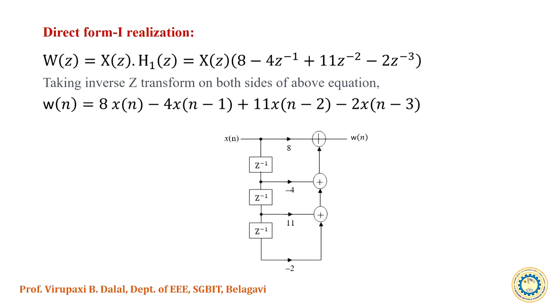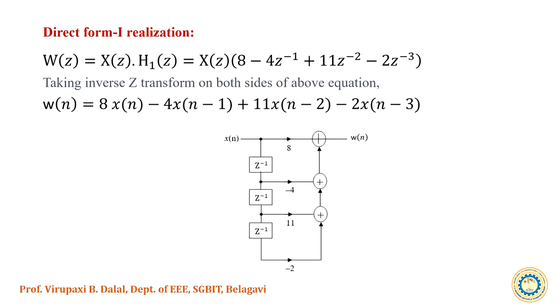Let us take the first, direct form 1 realization. As we know, in direct form 1 realization, the transfer function H(z) is split into H1(z) and H2(z), where H1(z) represents the zeros of the transfer function. So H1(z) is equal to W(z) by X(z).